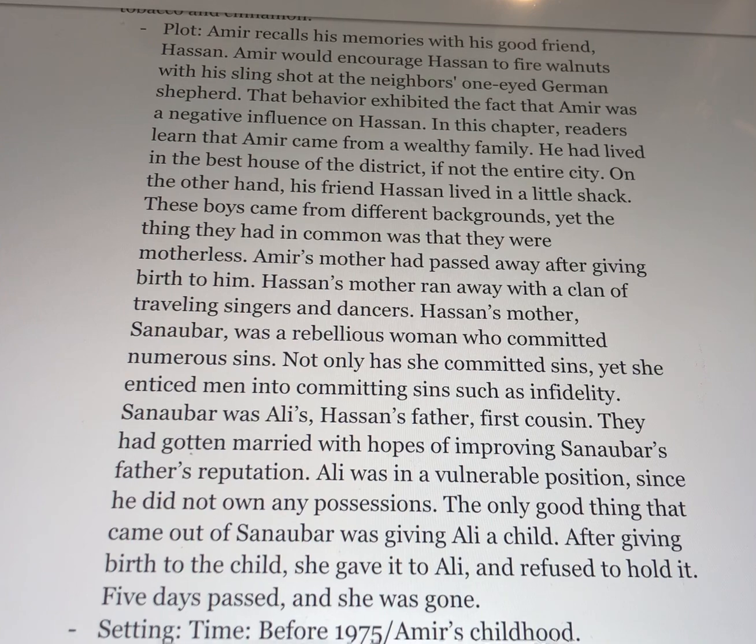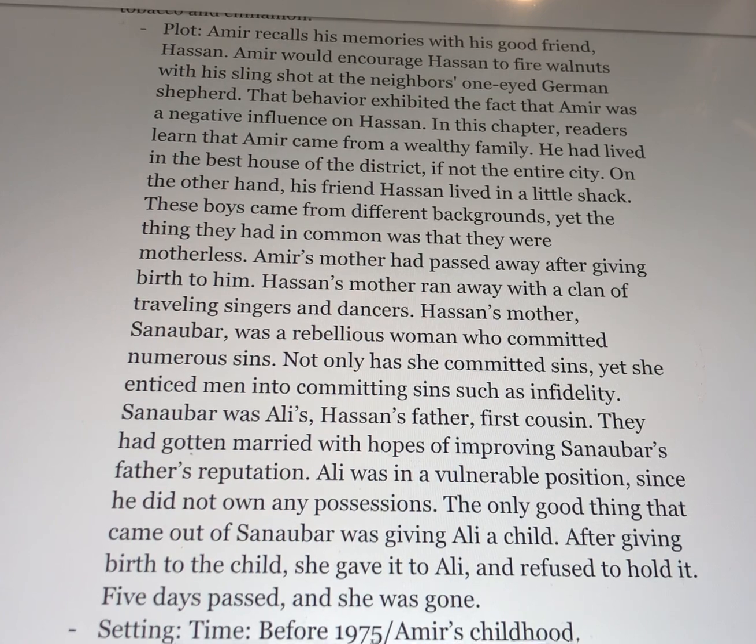So from this chapter, we do know that Amir and Hassan have a very strong bond, and they only have each other, it seems. They have a friendship, but this friendship kind of touches brotherhood. There's a thin line between brotherhood and friendship when it comes to Hassan and Amir. Amir would encourage Hassan to fire walnuts with his slingshot at the neighbor's one-eyed German shepherd. That behavior exhibited the fact that Amir was a negative influence on Hassan.